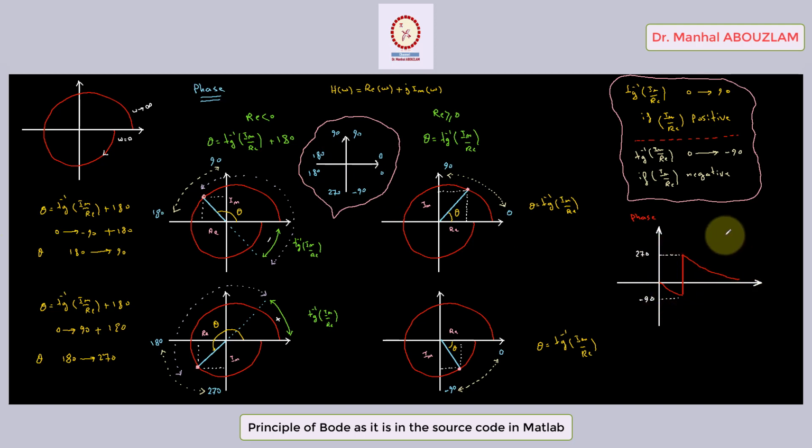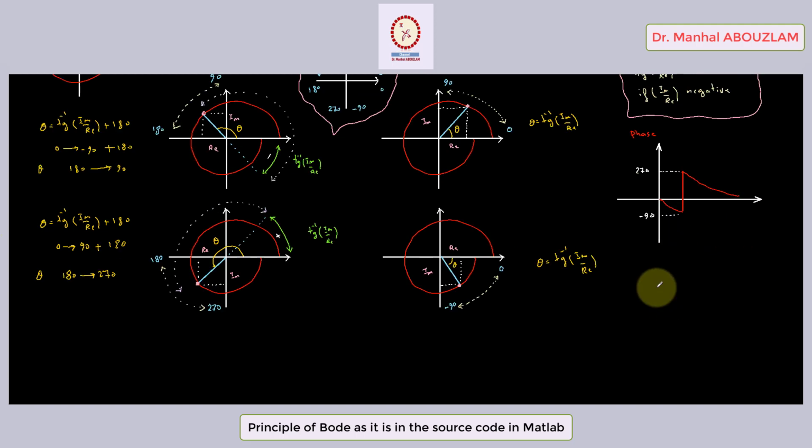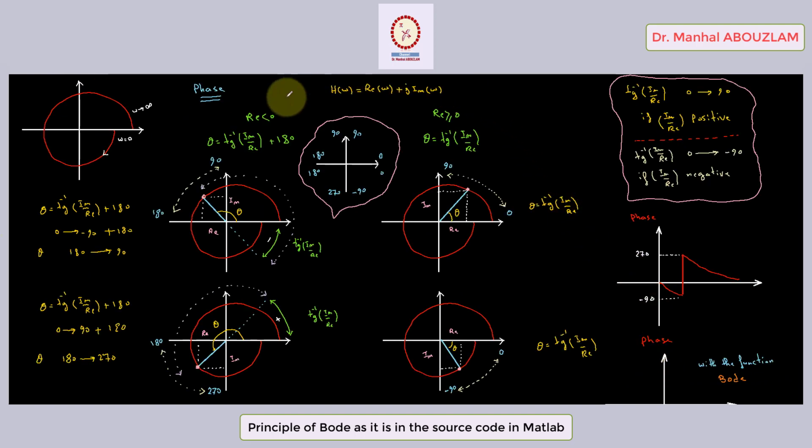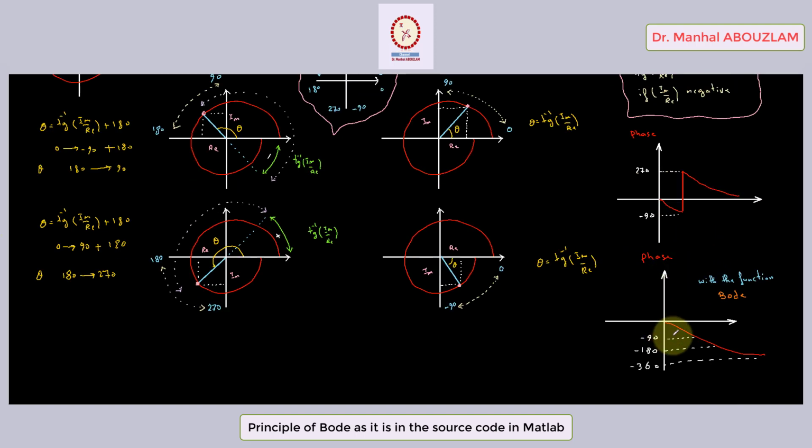This is the curve that I showed you from the start. But when you apply the function Bode, you obtain a continuous curve like that. You start with 0, then you arrive at negative 90, then you arrive at negative 180 until negative 360. Now, I have shown what they often teach you in university, and that's why you obtain for the phase a curve which is different from the curve that the function Bode gives.